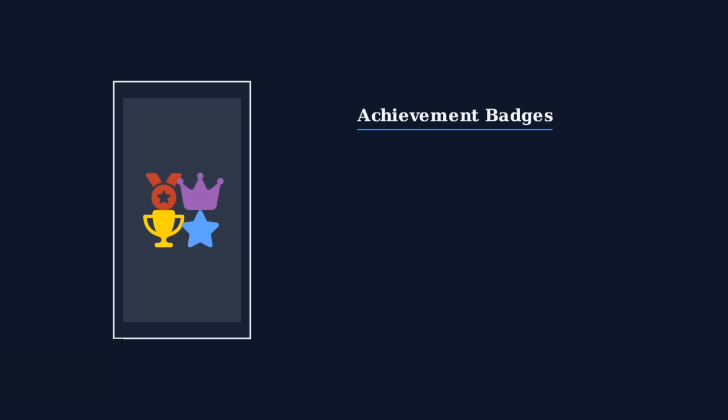But streaks are just the beginning. Duolingo showers users with achievement badges for every milestone, completing lessons, perfect weeks, reaching new levels. Each badge tells a story of progress and creates what psychologists call intermittent reinforcement, the most powerful form of behavioral conditioning. When Sarah completes a lesson, Duolingo doesn't just move on quietly.